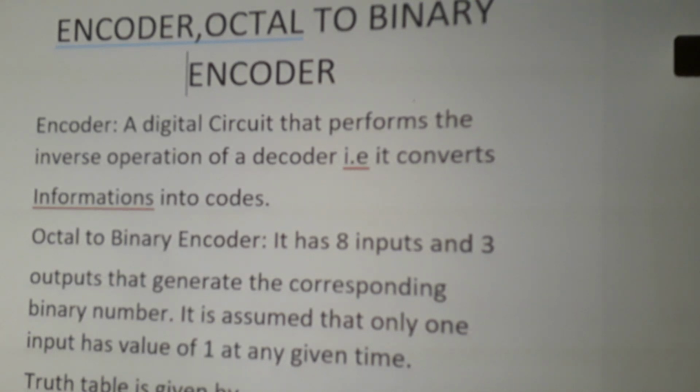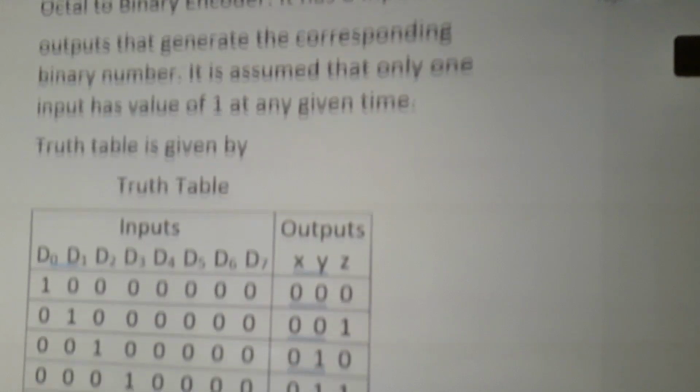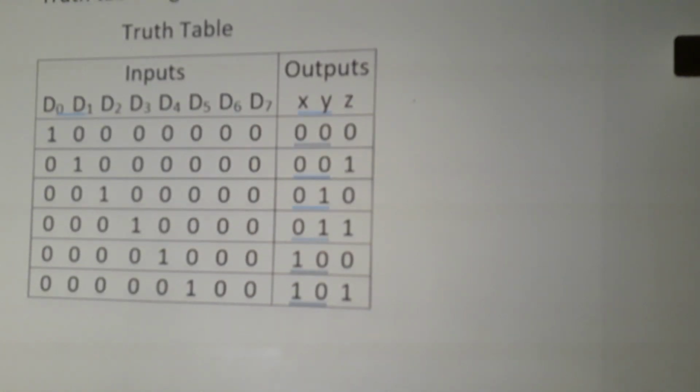Now its truth table is drawn. On the left side we have inputs D0, D1, D2, D3 up to D7, and on the right side we have outputs X, Y, Z. Now in the first row we have D0 equal to 1 and all others in this row are in 0 state. So at the output we will get binary code of 0.